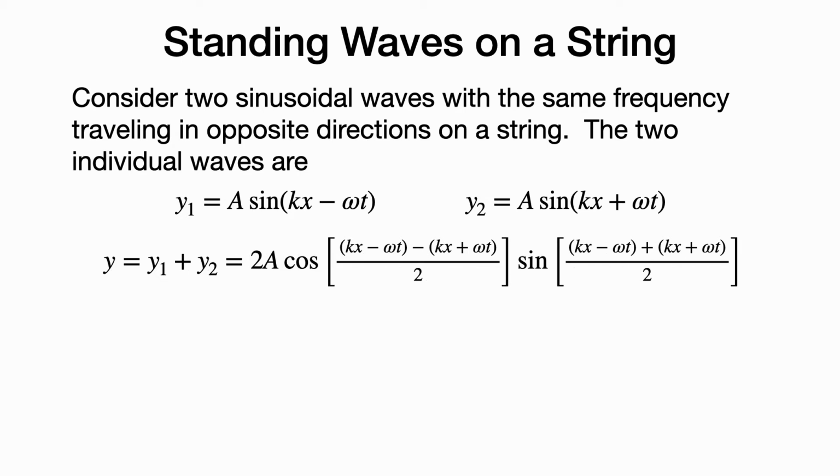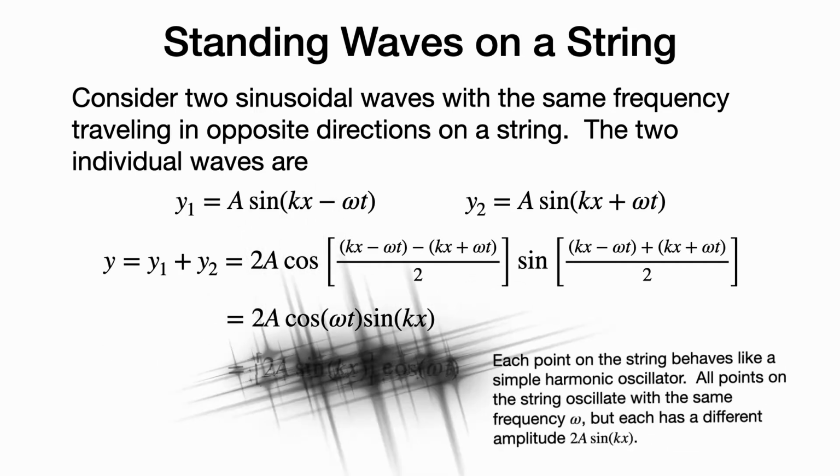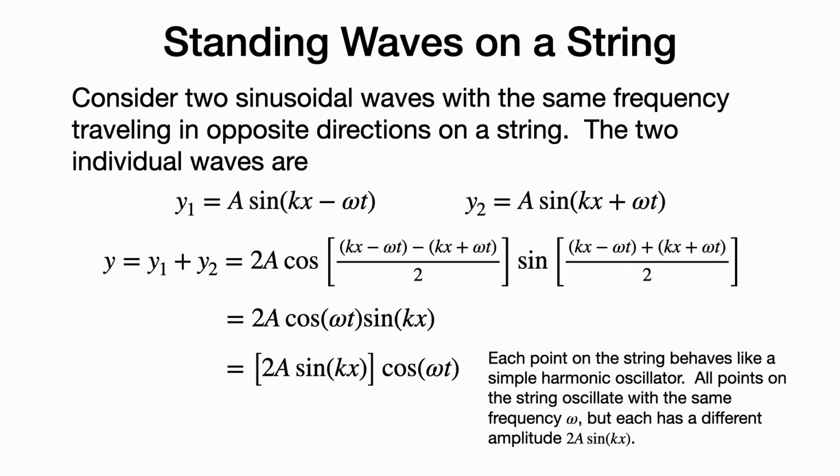We use the usual simplification for adding two sine functions together, and simplifying, we find that the final result appears in the form in which each point on the string behaves like a simple harmonic oscillator. All points on the string oscillate with the same frequency omega, as shown by the term cosine omega t, but multiplying this is an amplitude, which is different for each point along the string. In this case, the amplitude is given by 2a sine of kx.